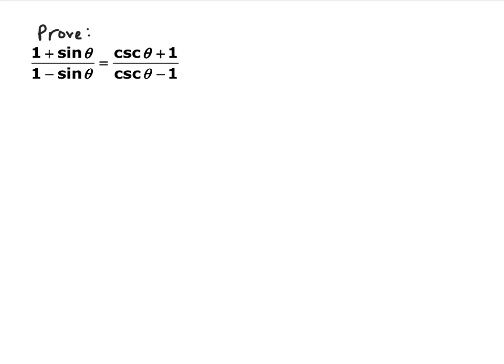So I would start with the most complex side. Whenever I see something that has something that's not sine or cosine in it, that to me is more complex. So I would start with this side, cosecant of theta plus 1 over cosecant of theta minus 1. There are multiple ways to do it, but that's the side that I would start with. So go ahead and pause the video and try to prove this identity.